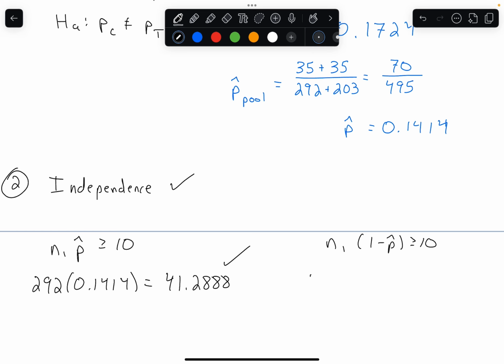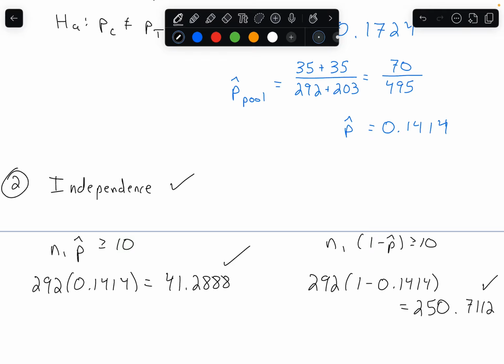And then n1, which is again 292 times 1 minus 0.1414. And this time around, I end up with 250.7112, which is greater than or equal to 10. So yes, that one is met.